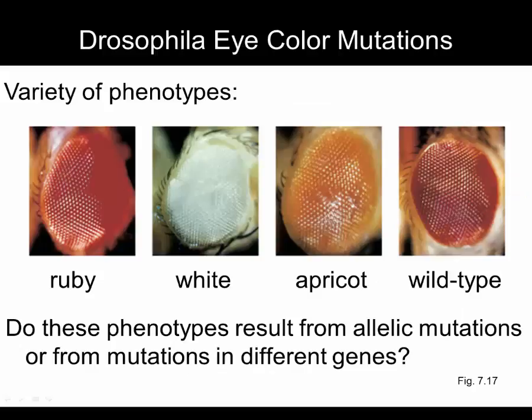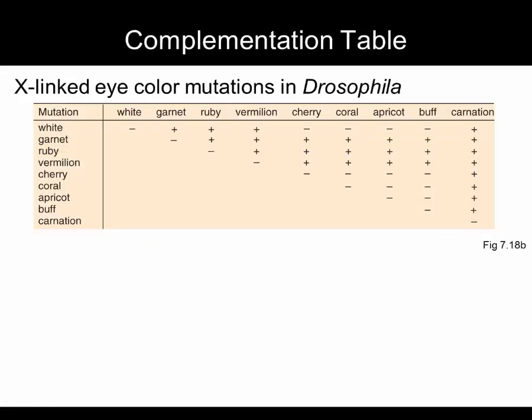There are indeed many Drosophila eye color mutants, just a few of which are shown here. But are the mutations just different alleles of the same gene, or are they in different genes? Well, we can find out by crossing them all pairwise and seeing which produce wild-type offspring and which don't. The results of such crosses are typically shown in complementation tables like this one. A plus sign indicates the offspring are wild-type, and the mutations are in different genes, while a minus means the offspring are mutants, so the mutations are in the same gene.